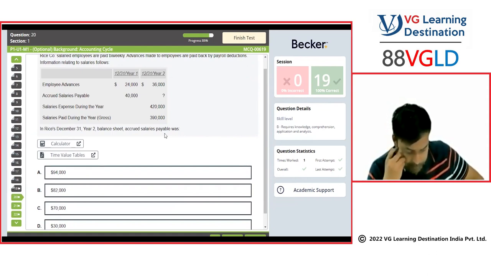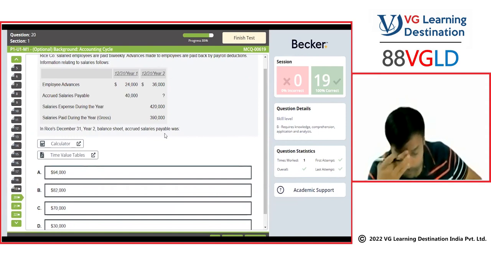Okay. The company's salaried employees are paid bi-weekly. That means twice a week you are paying that. Advances paid to the employees are paid back by payroll deduction. That means you deduct it from their salary. Any advance that you are paying to the employees, you are deducting from their salary. Advances in year one is 24,000, 36,000. Salary is payable. So these are the advances, guys, and this is the salary payable to you. You don't know this amount right now.